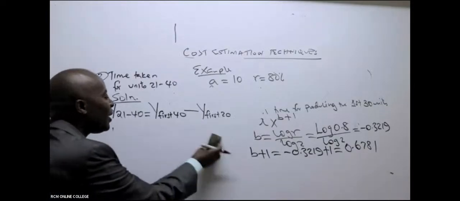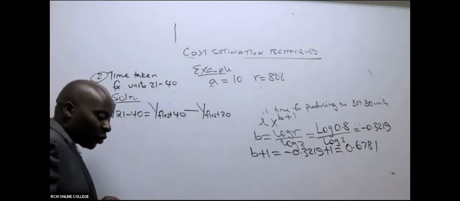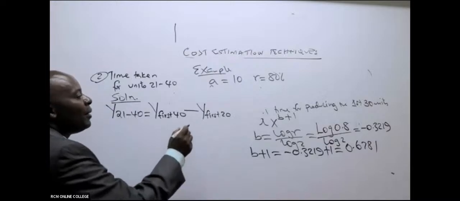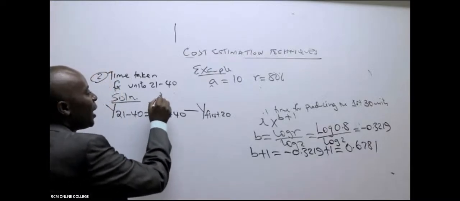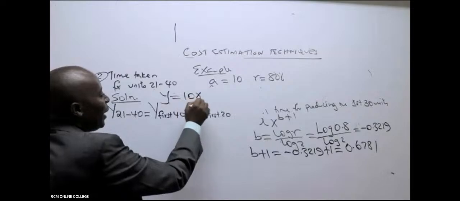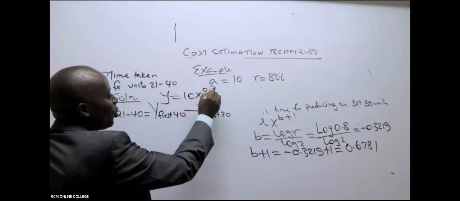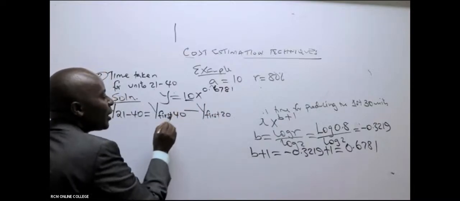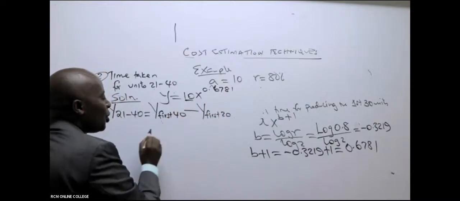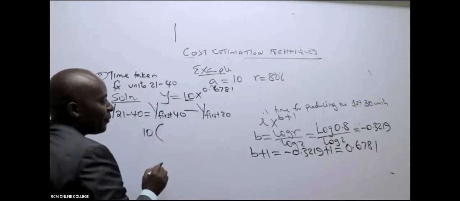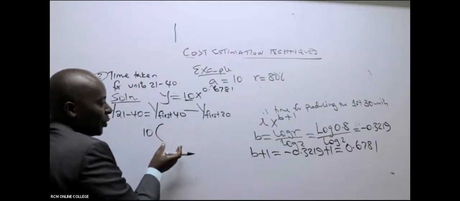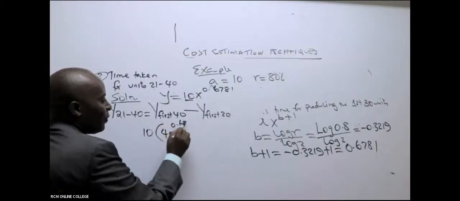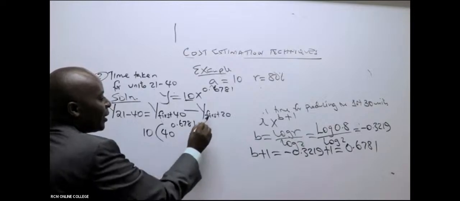So now, ladies and gentlemen, here you've got two models. Once you've been able to expand, the very best model is for you to come. Remember, our equation says y equals 10x raised to b plus 1, which was 0.6781. You see this 10 is common to both. So you need to put 10 outside the bracket, and then deal with the excess in the brackets. So the first x here is 40 raised to 0.6781 minus 20.